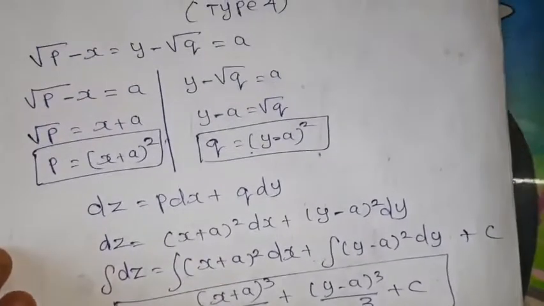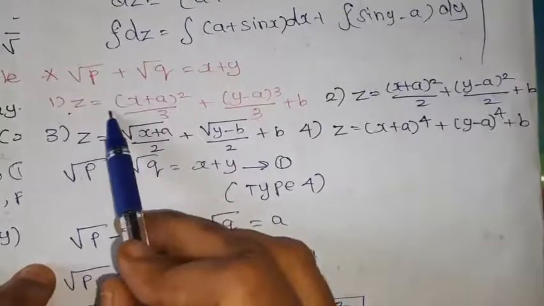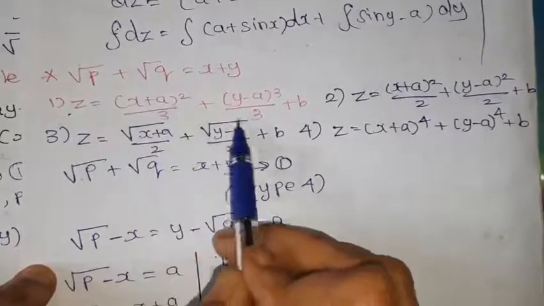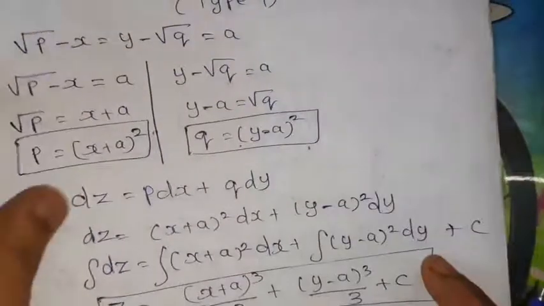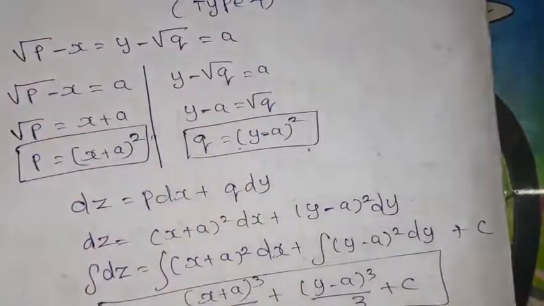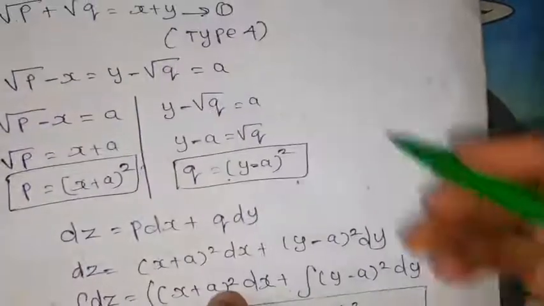Which one? This one. See, option 1: z equal to x plus a the whole cube by 3, y minus a the whole cube by 3 plus c. So these are the problems on type 4. Let's end the video.